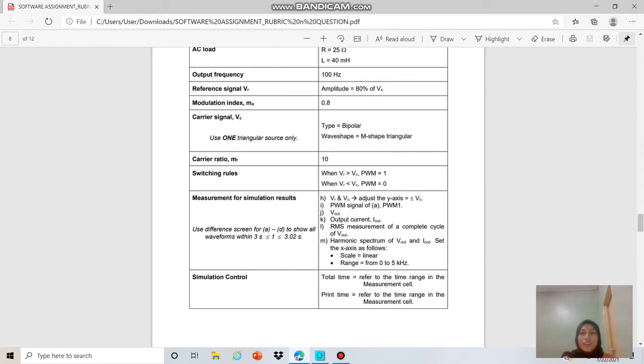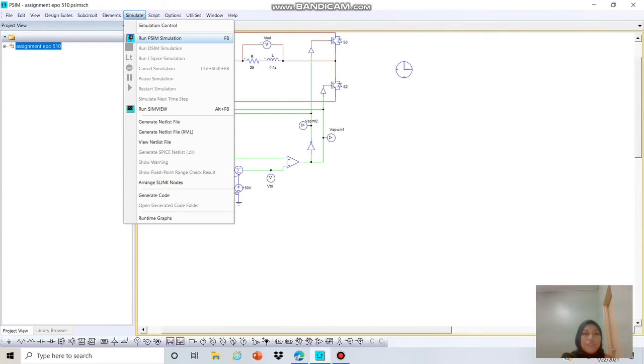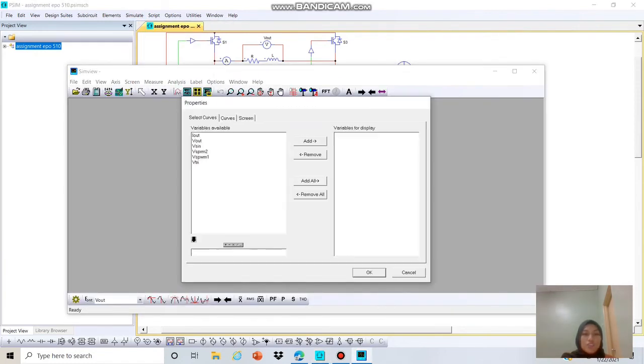So the question asks for the output current. First thing is you have to run the simulation and choose the output current. Then there is the waveform of the output current.